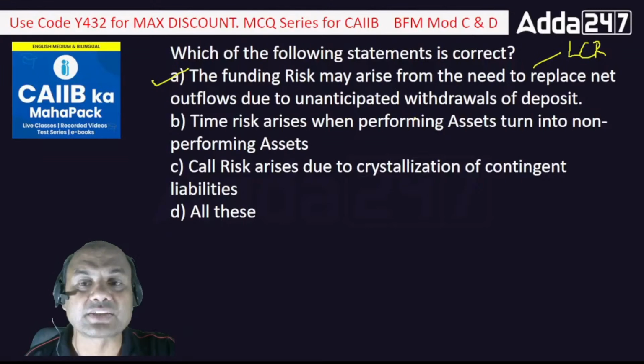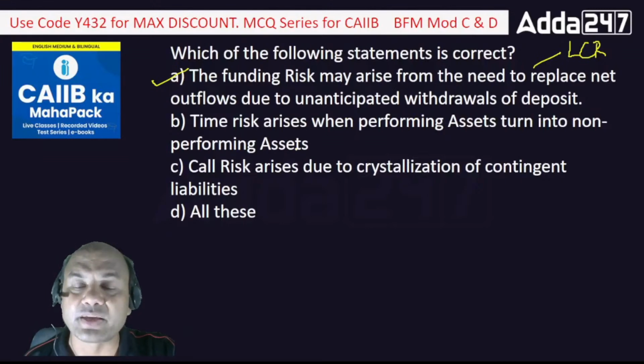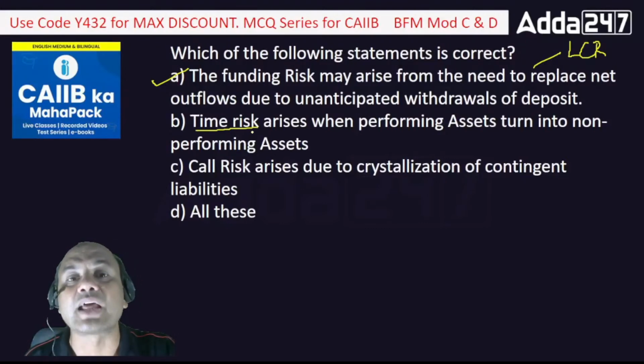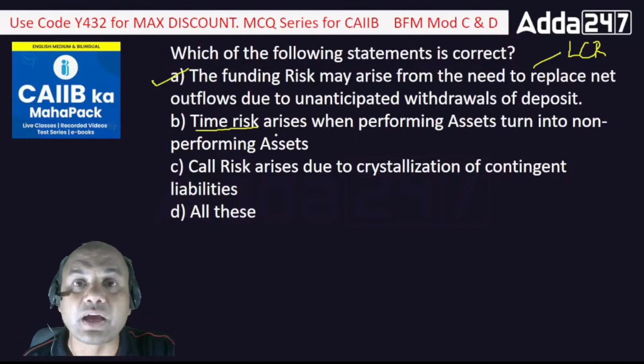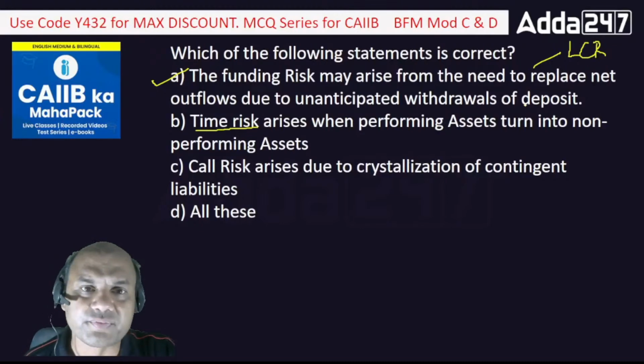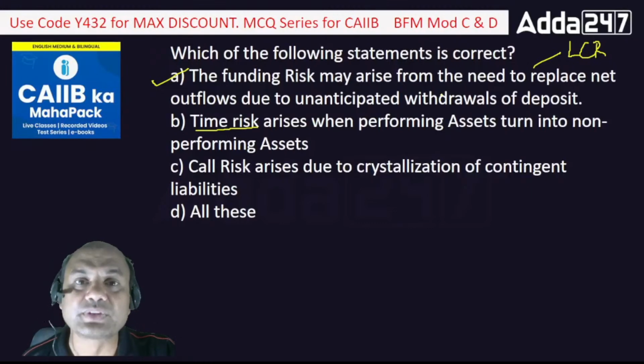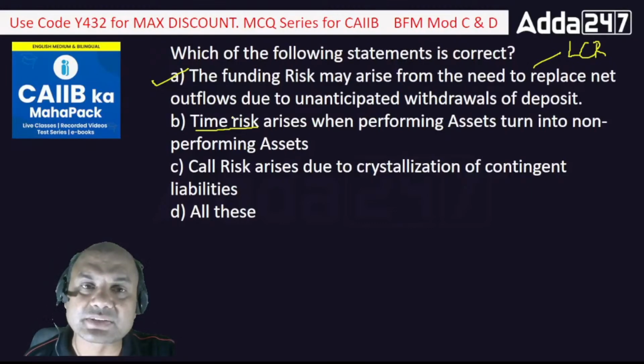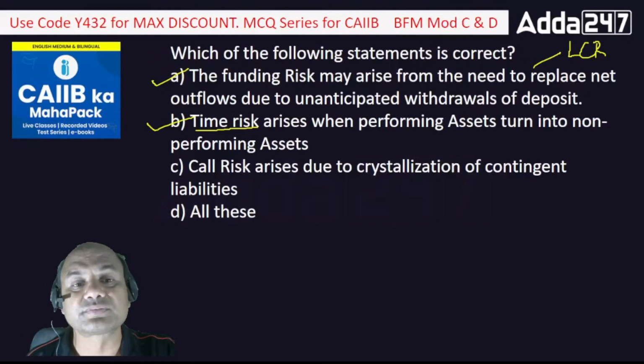Second, time risk arises when the performing asset turns into NPA. But obvious. What do you mean by time risk? Time risk means the time at which I need the funds, I don't get them. If my loan becomes NPA, the interest which I was to get from that loan, I don't get it. No interest means no income. No income means time risk. So that is also correct.